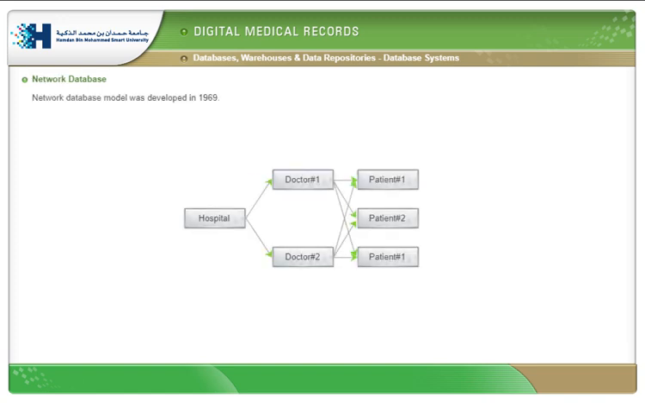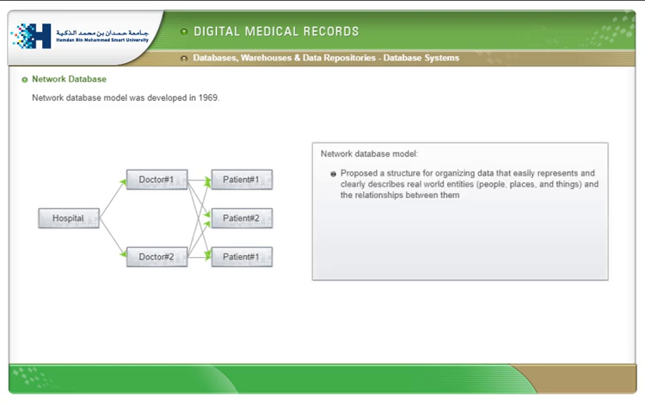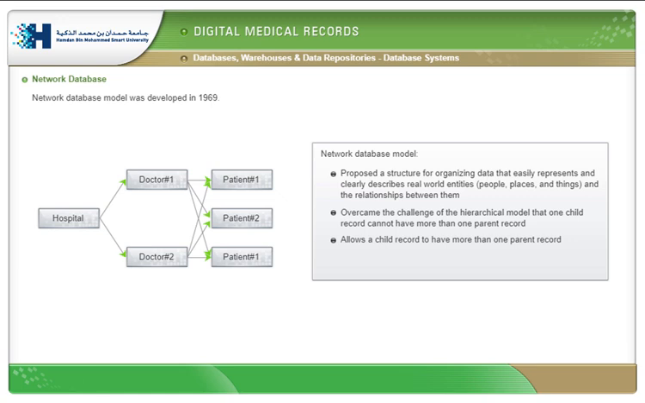Network database model was developed in 1969. This model proposed a structure for organizing data that easily represents and clearly describes real-world entities and the relationships between them. It overcame the challenge of the hierarchical model that one child record cannot have more than one parent record. This model allows a child record to have more than one parent record. However, it did not become popular because of vendor resistance and advent of a more capable and powerful relational model.